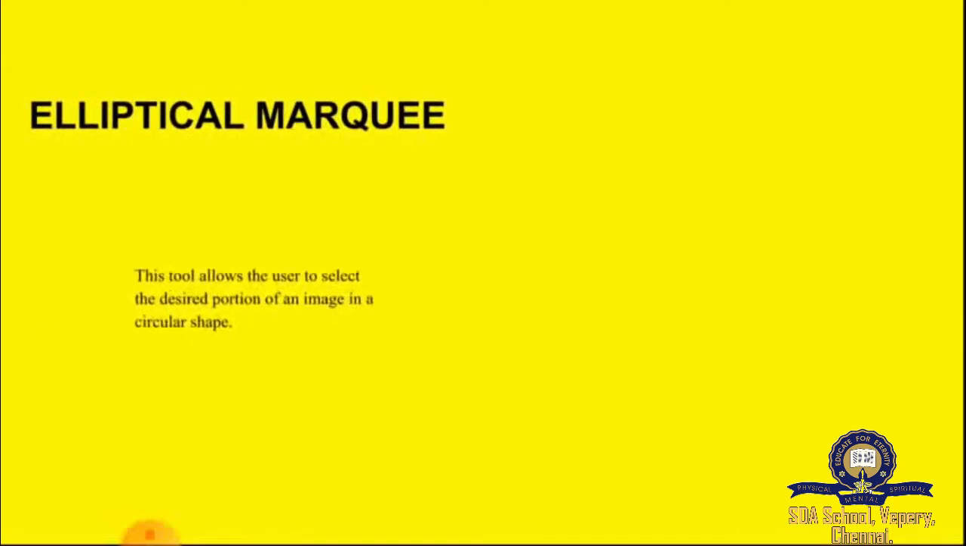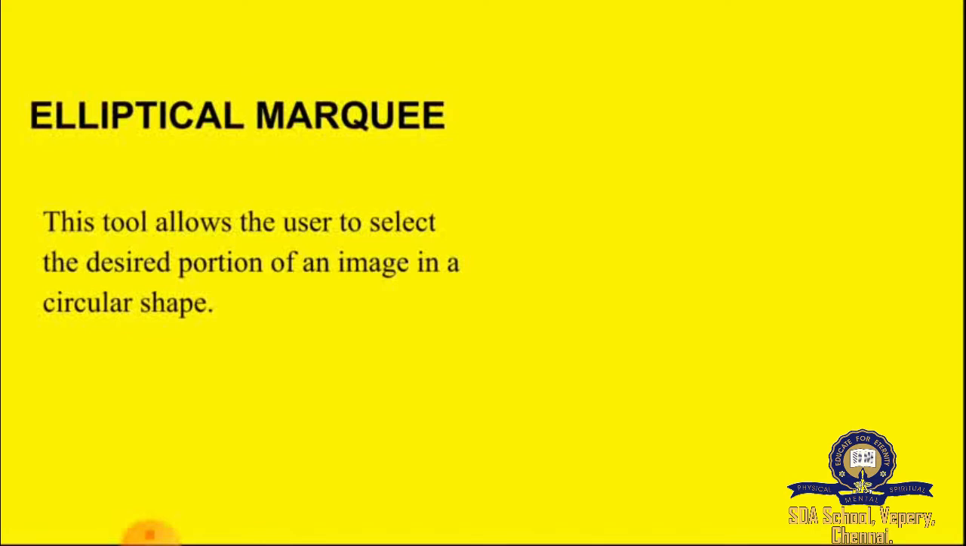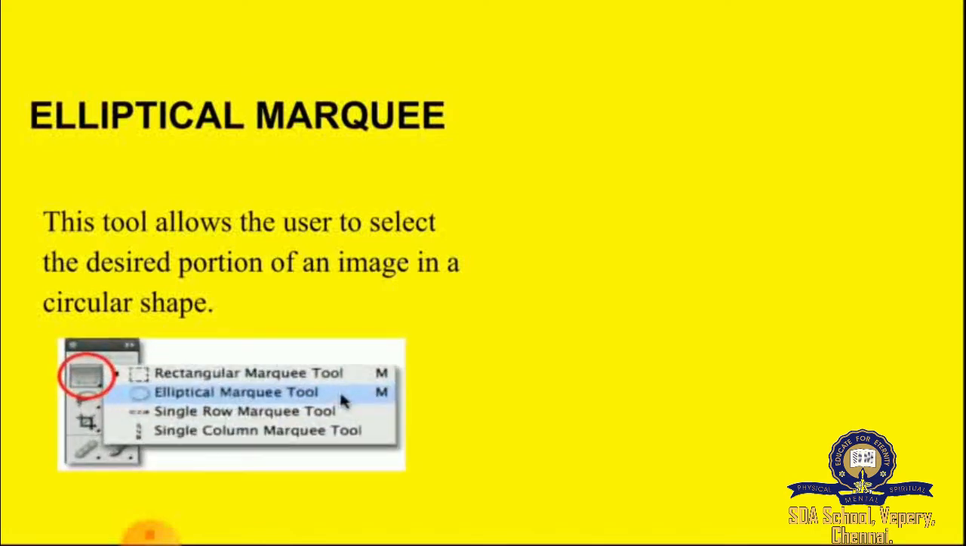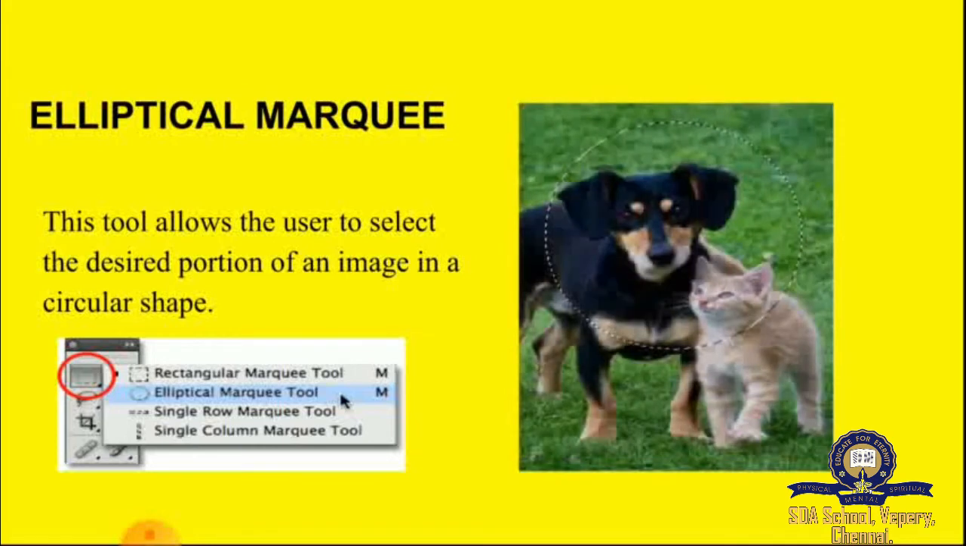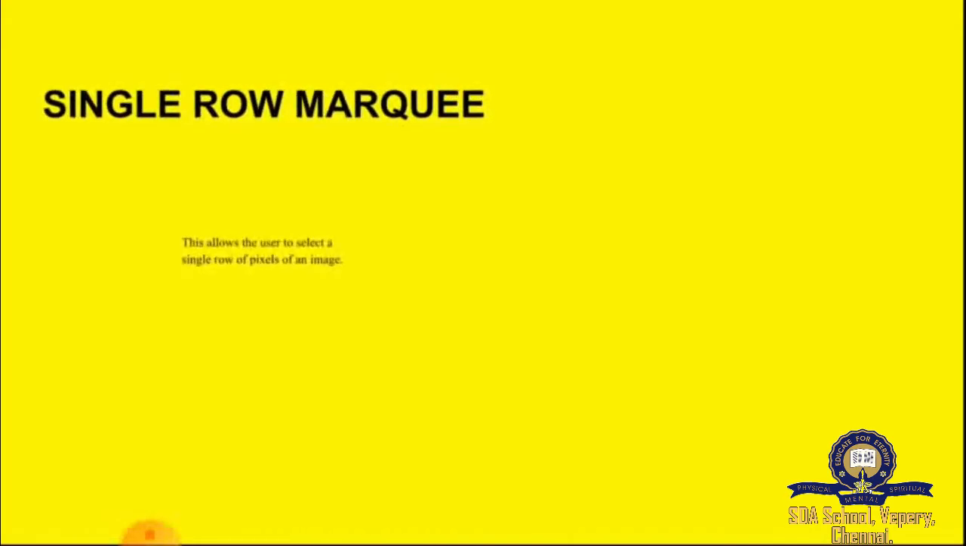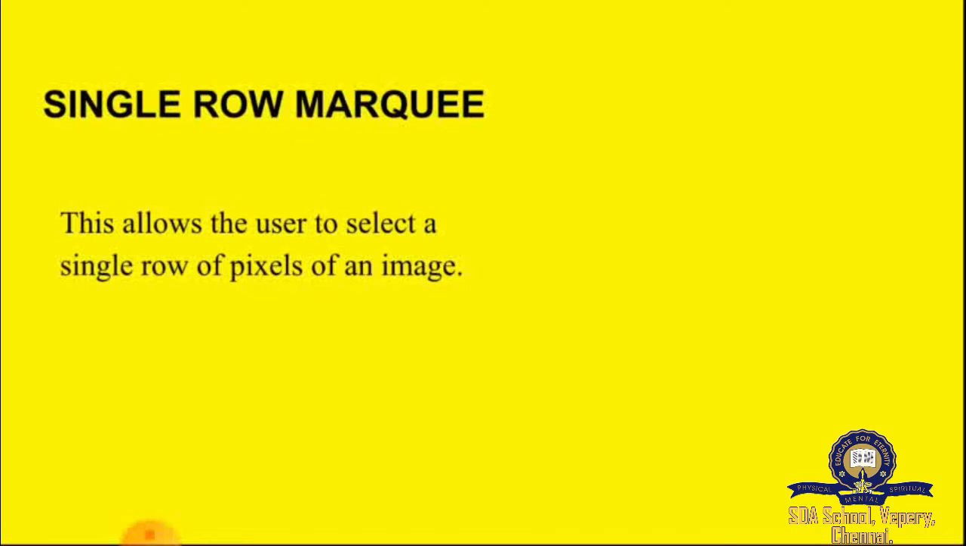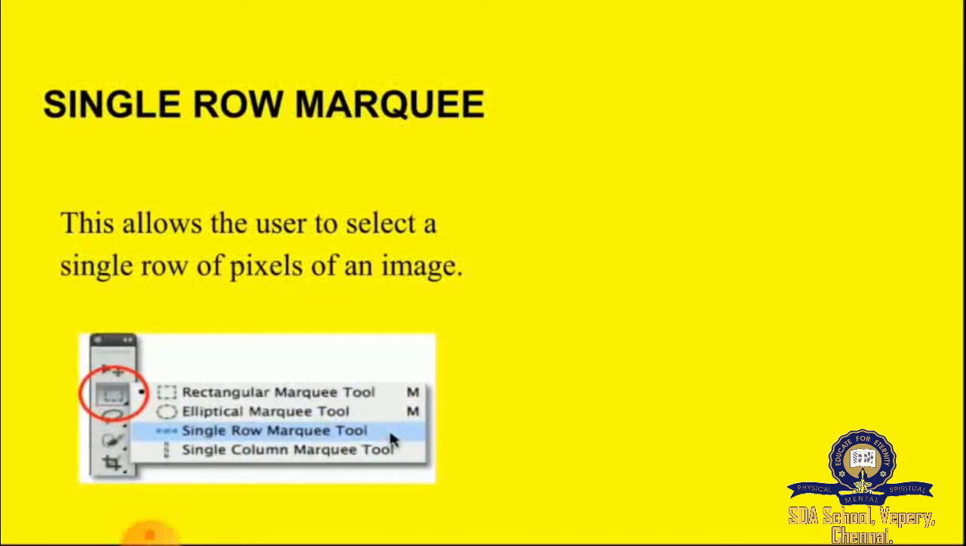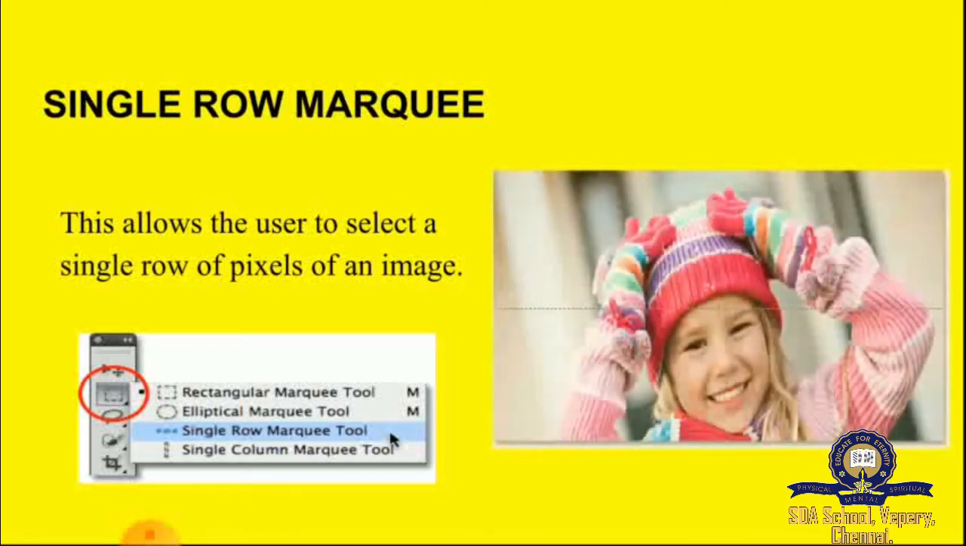Elliptical marquee. This tool allows the user to select the desired portion of an image in a circular shape. Can you see? The dog face is surrounded by a dotted circle. That is elliptical marquee. Single row marquee. This allows the user to select a single row of pixels of an image. Can you see a dotted row? That is single row marquee.